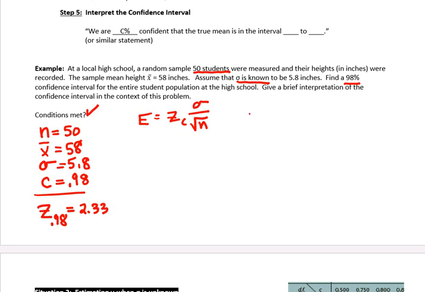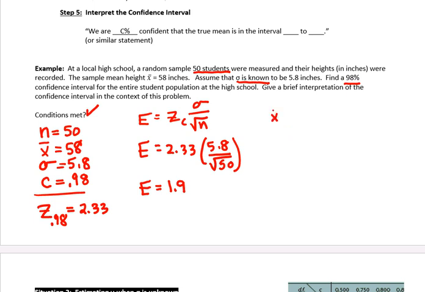All right, so I'm going to plug all these into my problem. My error is 2.33 times 5.8 over the square root of 50. You're going to plug this all into your calculator. I'm going to go ahead and round to 1 decimal place, and I end up with an answer of 1.9. So my margin of error is 1.9.